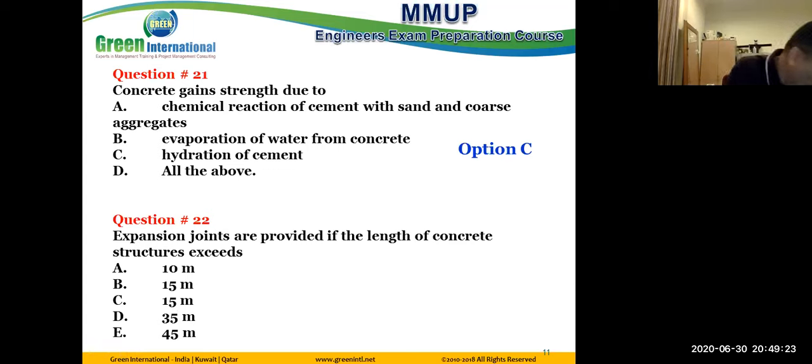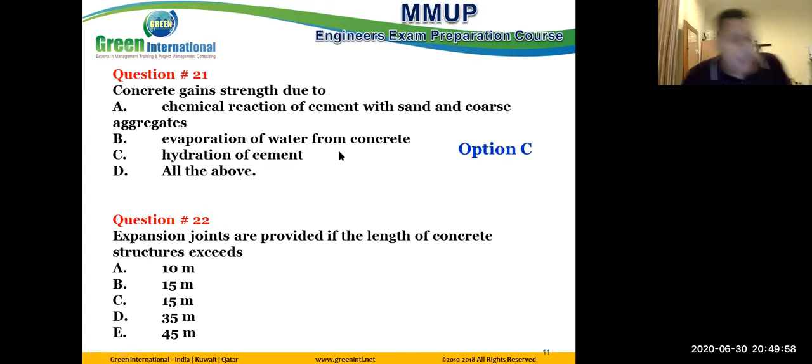Question number 22. The answer is D. Perfect. The answer is D, guys. It's not E. It will reach until 50 meters. It does not exceed 45. This is a maximum. Correct. Does not exceed 45. But sometimes we go until 50, but it does not exceed 50 at all. Never.